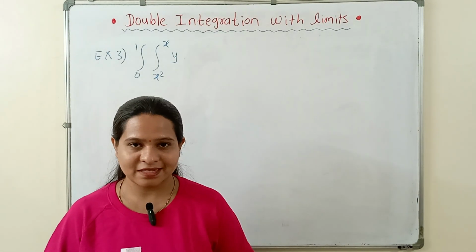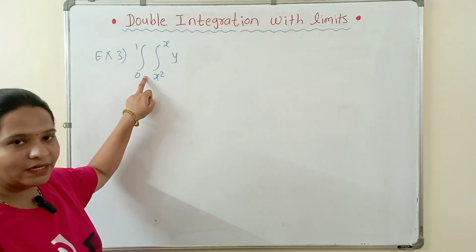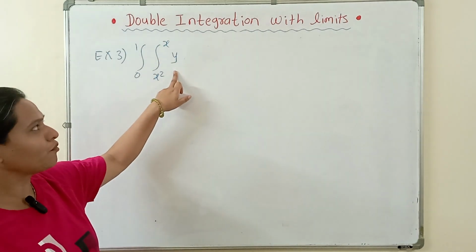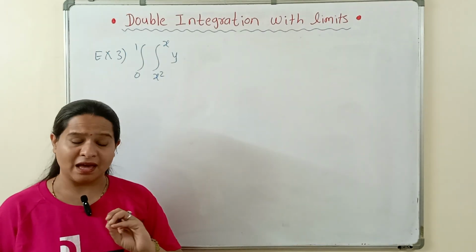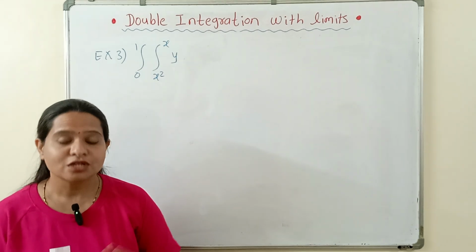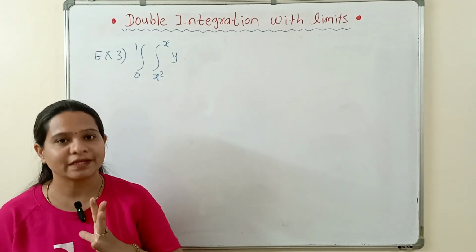So let us see another example given on the board. Here I have taken integration from 0 to 1 and integration from x square to x of function y. So now here we have to integrate the y function. But again, as in the previous example, we have discussed how to decide the order of integration. So here also we have to think with respect to which variable we are going to integrate first.